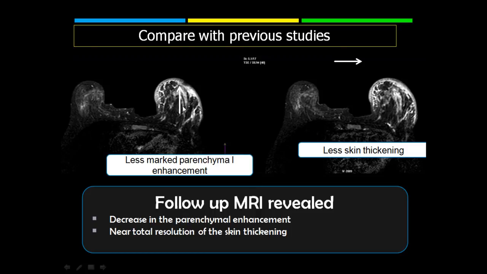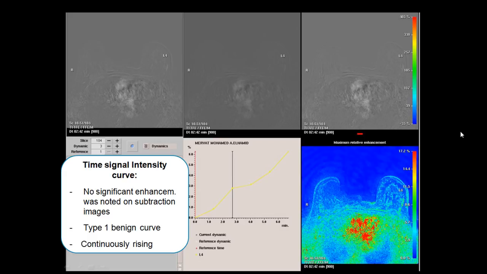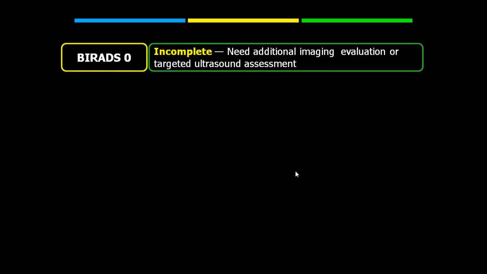We have less parenchymal enhancement than we used to have, and we have less skin thickening or almost total resolution of the edematous changes. And on plotting the time signal intensity curve, she even showed the type 1 curve, and these findings collectively indicate very good response to treatment.